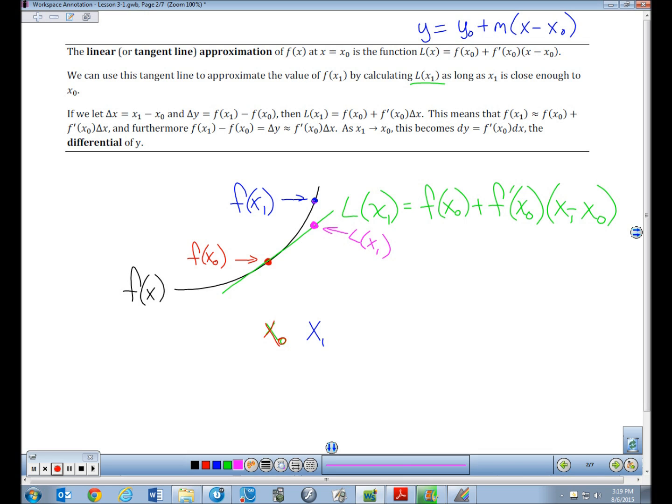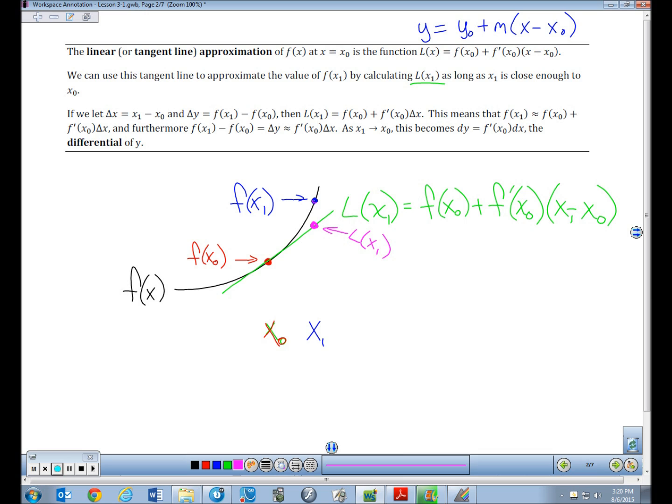Now, this only works if the red and blue point are really, really close together. I have moved red and blue far apart just so we can see graphically what we're talking about here. But really, the red and blue have to be very close together to have any sort of accurate approximation. As you can see here, the further we get away from red, the black curve and the green line are going to get further and further apart, and so points are not going to coincide nearly as well as when we're really close to that red point.